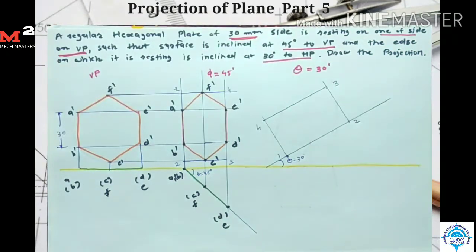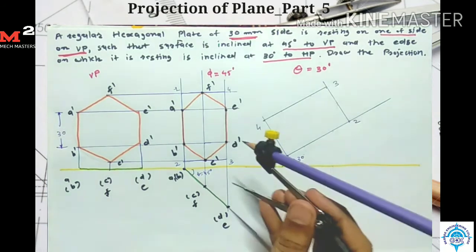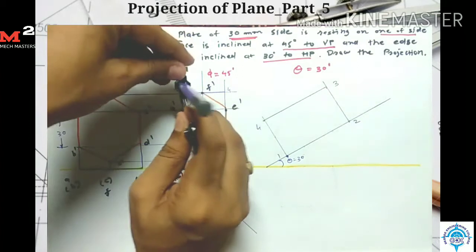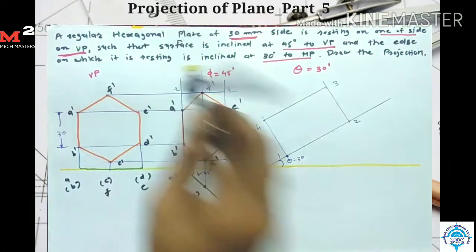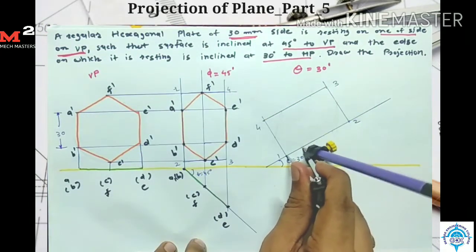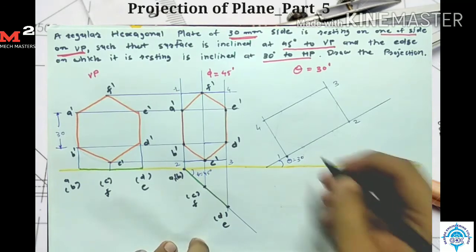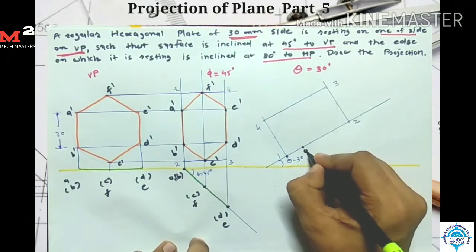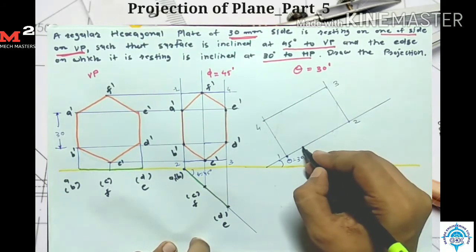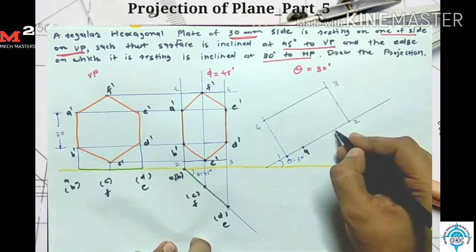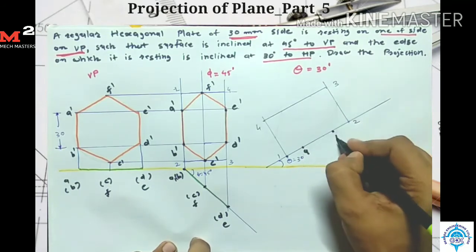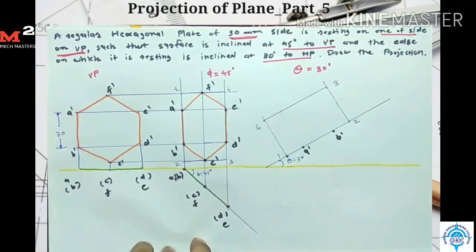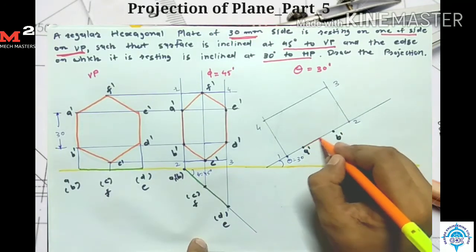Now I draw the hexagon inside this rectangle. First I mark the points A dash and B dash. For that I take the distance 1 A dash, and from point 1 I draw one arc which intersects here. So here I get my point A dash. And now from point A dash I measure the distance of 30 mm, and I get my point B dash here. So in this way I get my side A dash B dash.